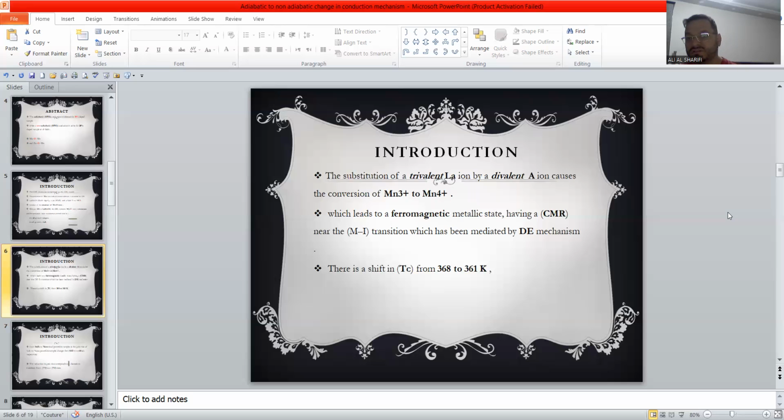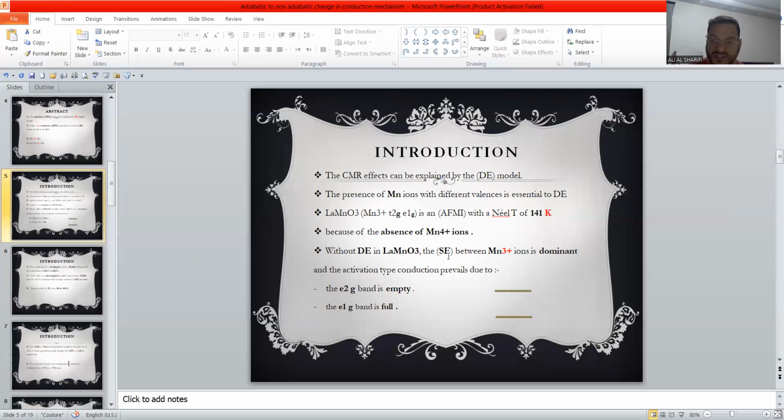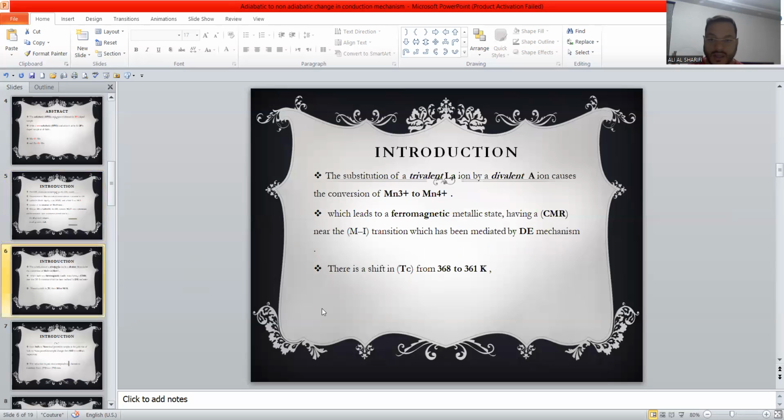That means here in this article, in this process, we have 2 mechanisms: super exchange between Mn3 and Mn3, let me take a look, it's important. And here between these 2 different charges, 3 plus to 4 plus, we have double exchange. There is a shift in the Curie temperature from 368 to 361, that means a little decrease from 368 to 361 Kelvin.